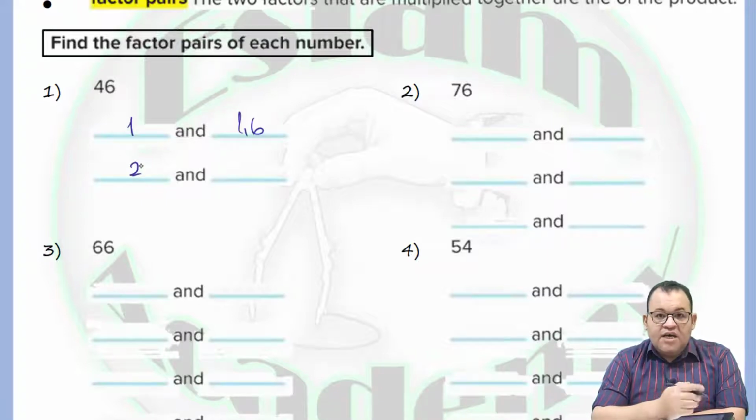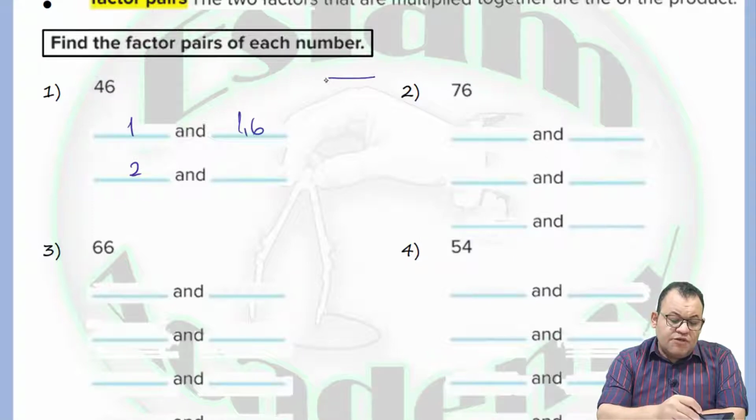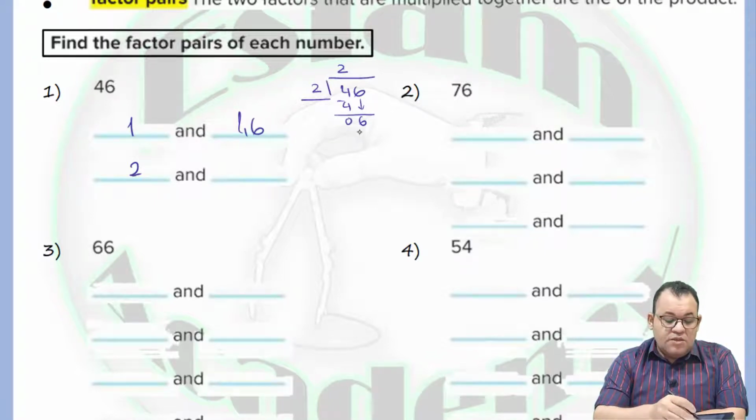So how can we find the other factor? Just by using long division. It will be 46 divided by 2. 4 divided by 2 equals 2, because 2 times 2 equals 4. By subtracting, it will be 0. Bring down the next number, which is 6. 6 divided by 2 will be equal to 3, because 3 multiplied by 2 equals 6. By subtracting, it will be equal to 0. So 2 multiplied by 23.